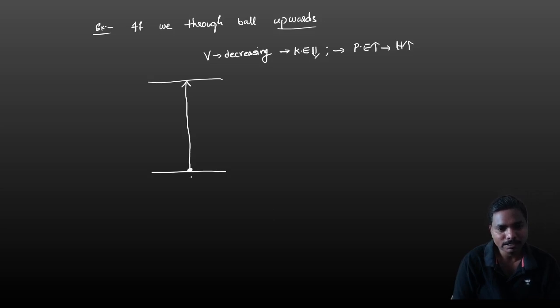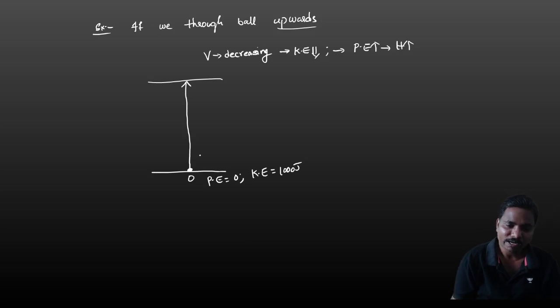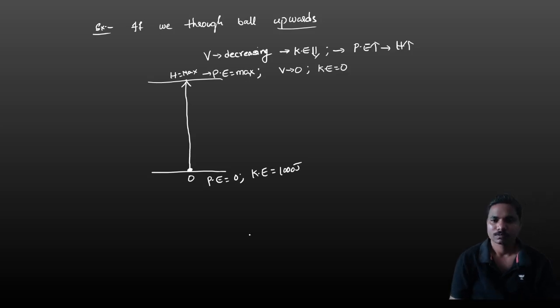At 0 height, potential energy is 0. And you have to throw upwards with some initial velocity. So it has kinetic energy, let us take 1000 joules. And whenever it reaches the maximum height, potential energy is maximum. And at maximum height, what is the velocity? It is 0 now. Velocity 0 means kinetic energy is 0. So from 0 to maximum potential energy is increasing, and kinetic energy goes from maximum to 0, decreasing.